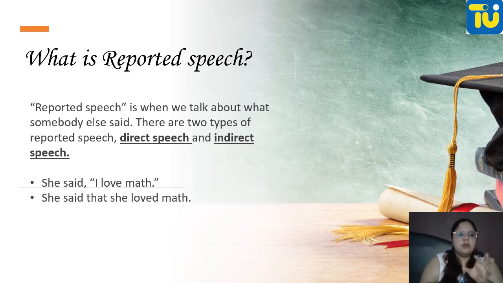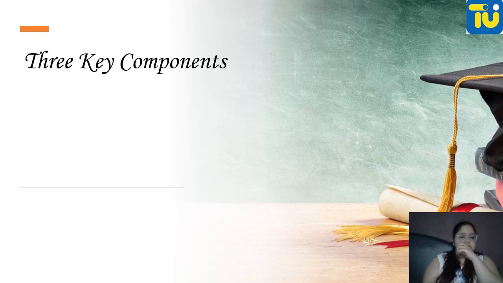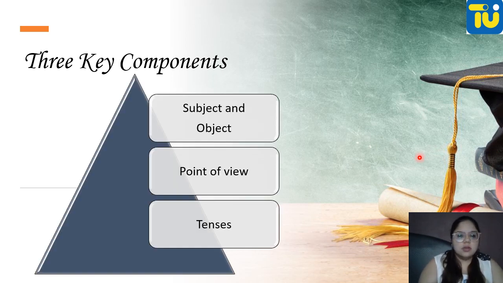So before we study direct indirect speech or reported speech, there are three main things that you need to keep in mind. Three key components: subject and object, point of view, tenses. Subject object is basically who is saying to whom. The person who is doing the action is subject, the thing or the person receiving the action is object. Point of view, there are three different types: first person, second person, and third person. That is a very important point when we are talking about indirect direct speech. And tenses, like in the previous slide, love changed to loved, so the present tense changed to past tense, so we need to study tenses.